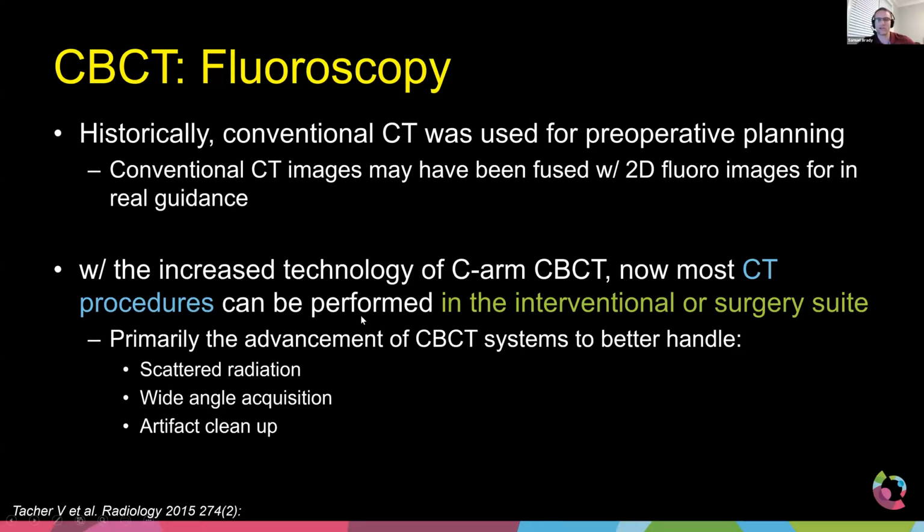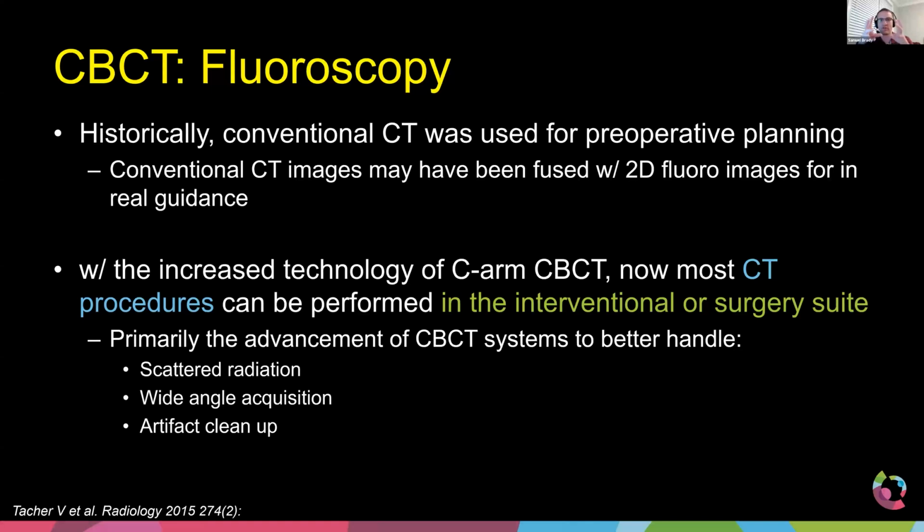But in the last couple of years, I would argue that the technology has become so much better and the reconstruction algorithms have improved such that, at least at our institution, I can speak for us, we mostly do all of our work in the interventional suite. We do not take our patients down to the regular CT scanner, do all their imaging, take them up to the suite, do all their procedure, and then take them back to the CT system to do their follow-up.